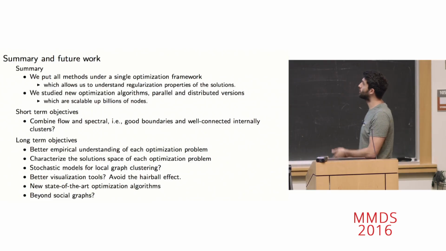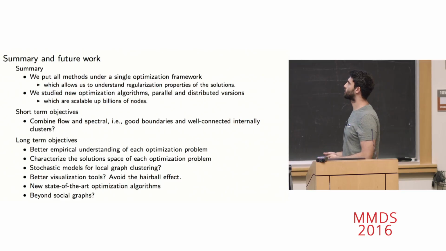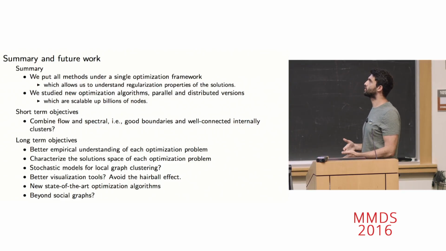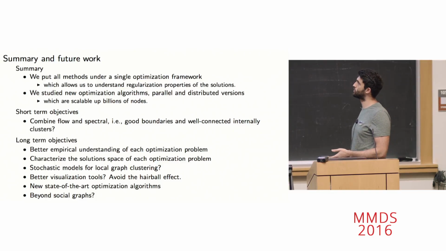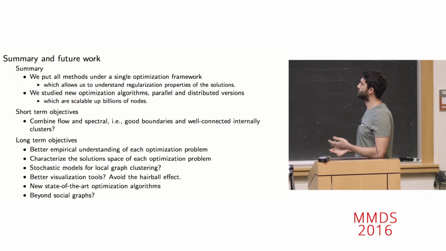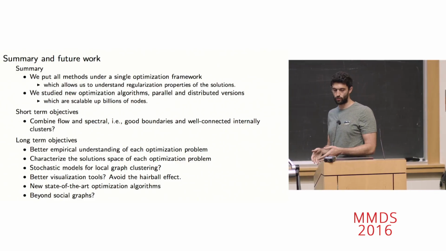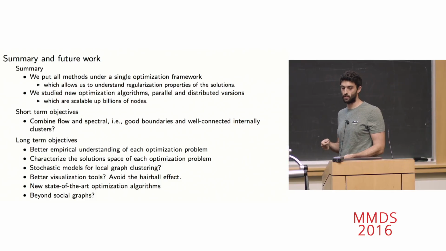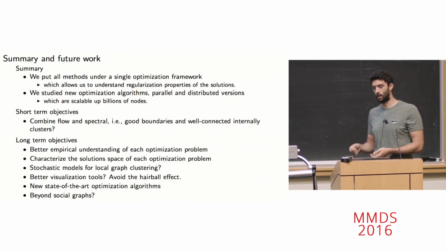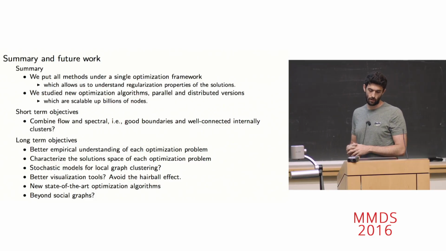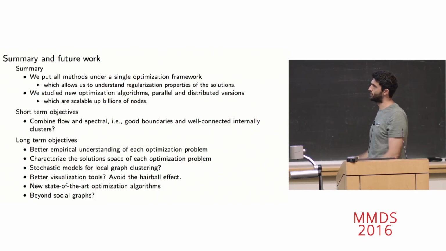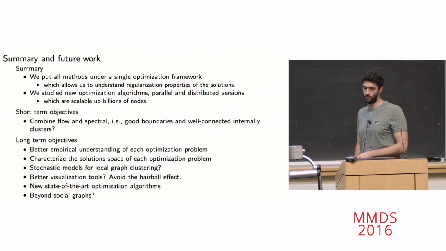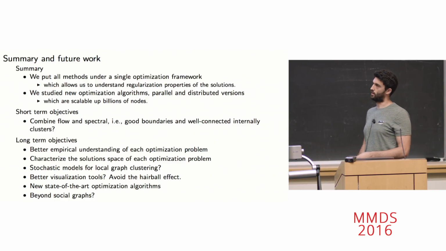So, summary and future work. We find a general framework for these algorithms. Hopefully we can use it to answer questions like what are the regularization properties of the solutions, and to develop new parallel distributed optimization algorithms. A short-term objective is how can we get both of those two worlds, good boundaries and well-connectedness. That is, how can we combine L1 and L2 objectives in a single objective? And there are a bunch of directions, as we have just barely scratched the surface here, that one can follow to extend this work. So that's it.